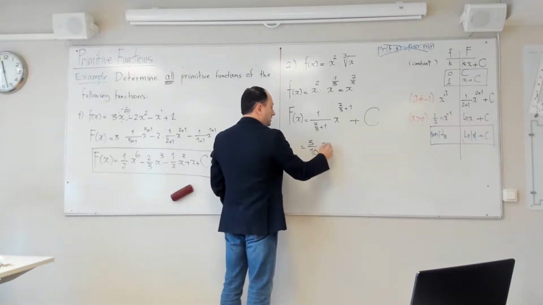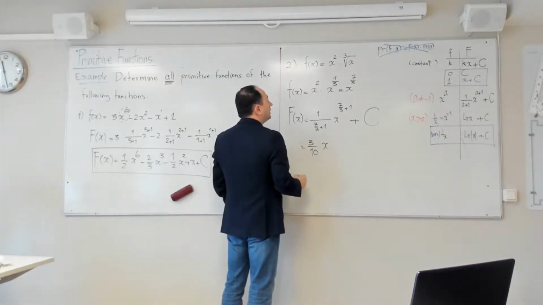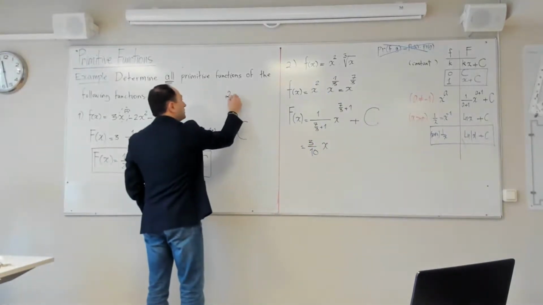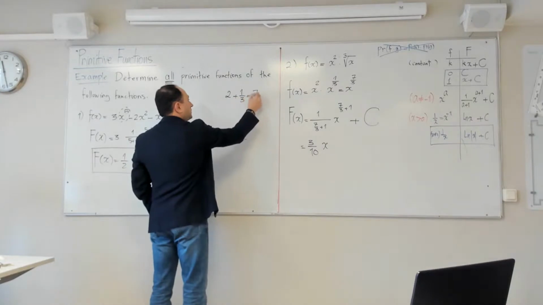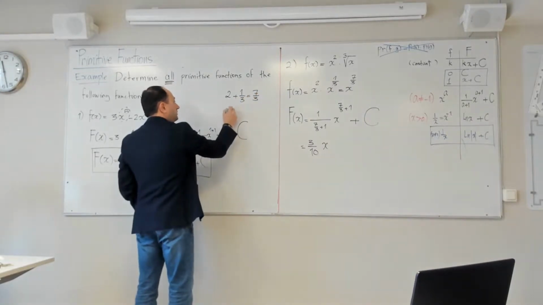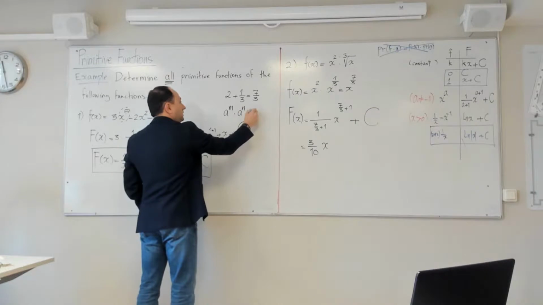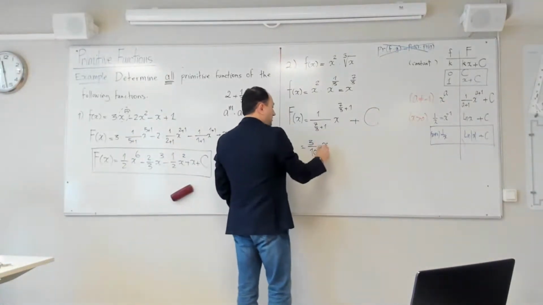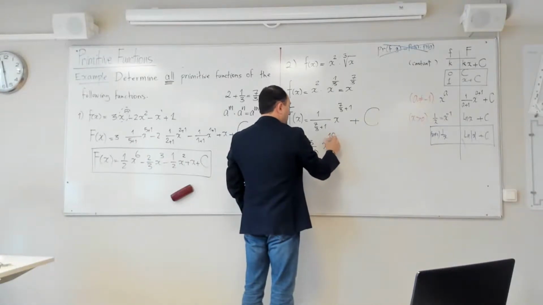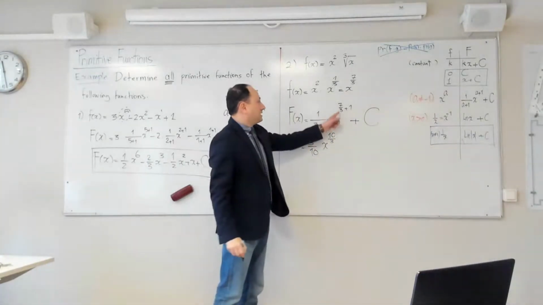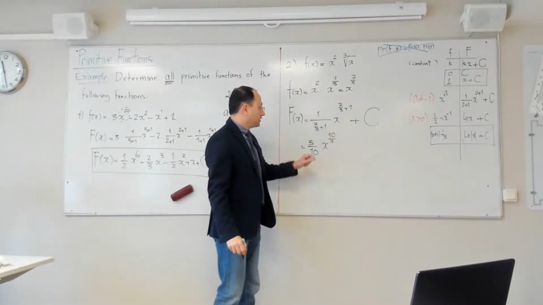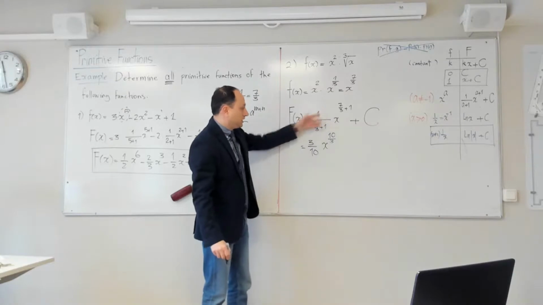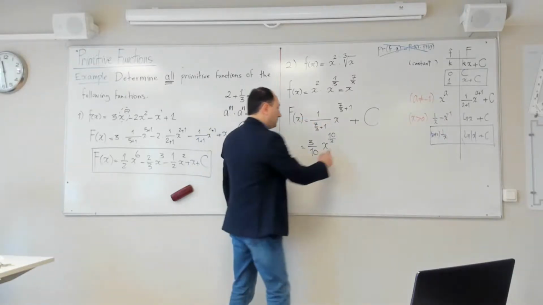Why is it 7 over 3? I am adding them. So 2 plus 1 over 3 is 7 over 3. Because a to the power of m times a to the power of n becomes a to the power of m plus n. Yes? Okay, so then it becomes x to the power of 10 over 3. So if I add 7 over 3 to 1, it becomes 10 over 3. But here, 10 over 3 is in the denominator, so it will be reversed. It becomes 3 over 10 plus c.